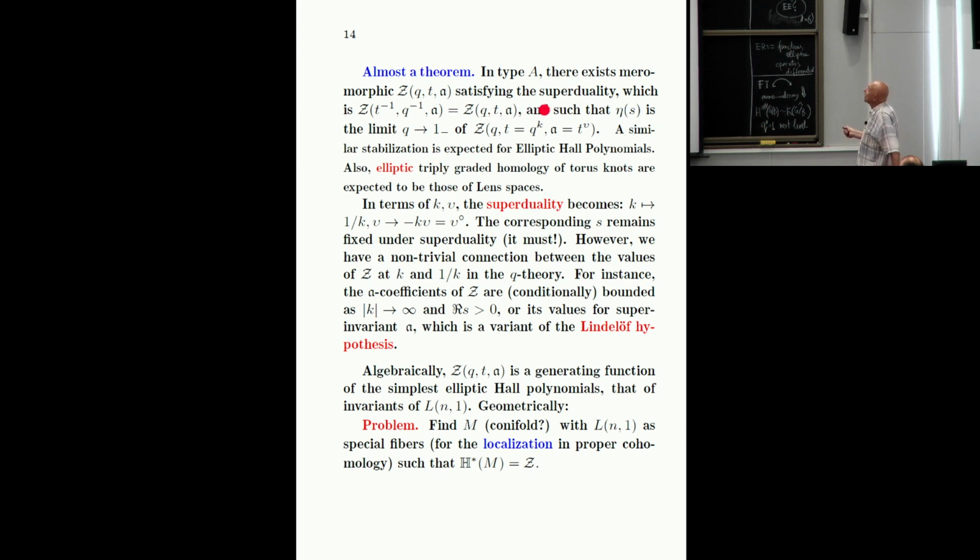Okay, and then the theorem, but this is the solid part. The existence of Z requires a little analysis here. The theorem is that we have superduality. Superduality here is t goes to q minus 1. Here it is: q goes to t minus 1, q minus 1 going to t.